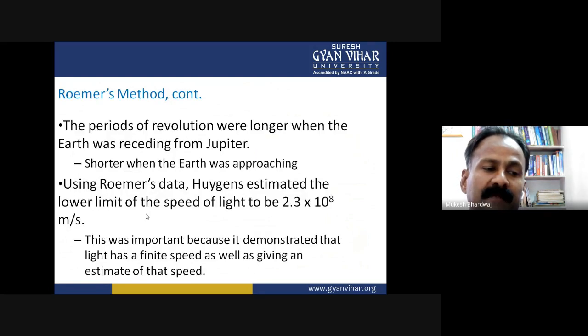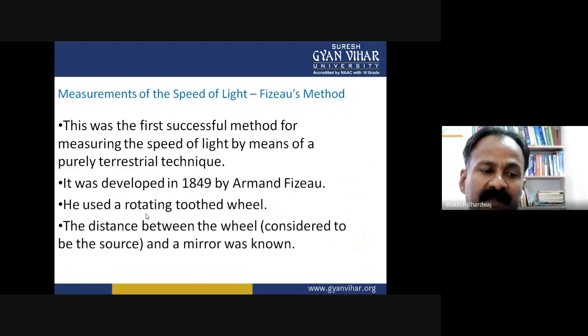We know that lambda is given by c by nu. Therefore, we may also write E equals hc by lambda. The momentum of the photon is p equals E by c, or p equals h by lambda. The rest mass of the photon is m naught equals root of E squared by c squared minus p squared, and it comes out to be 0. Therefore, the rest mass of the photon is 0.